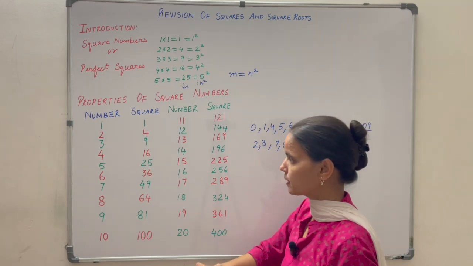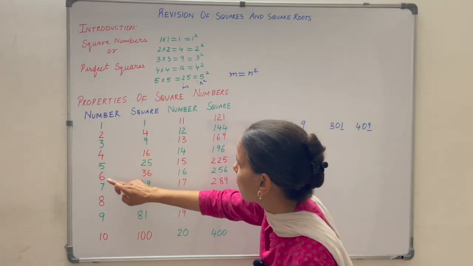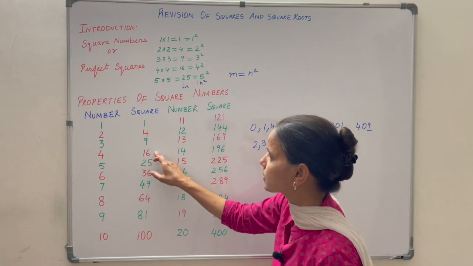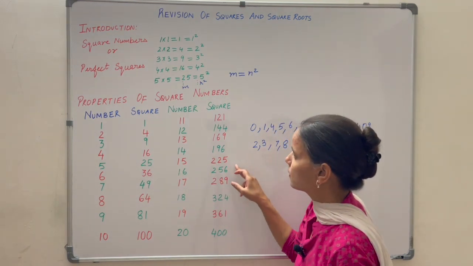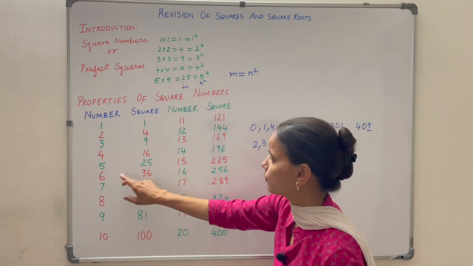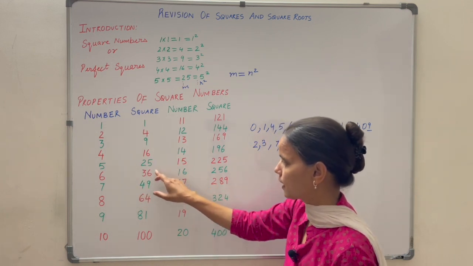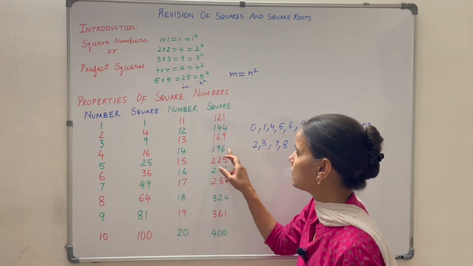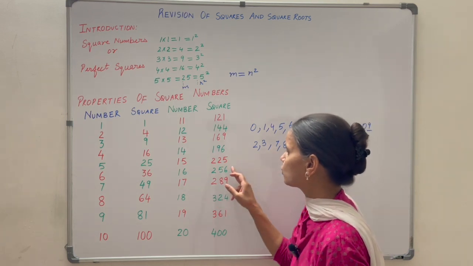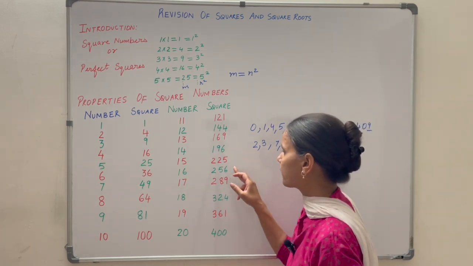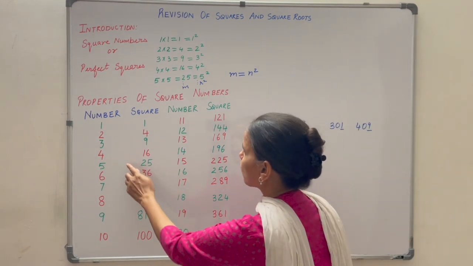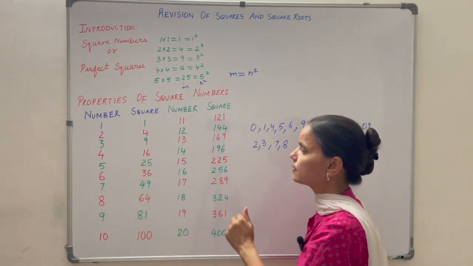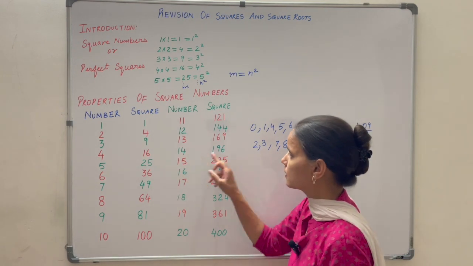If the number ends with 4 or 6, then the perfect square ends with 6. You can see here, for 4 it is 16, for 6 it is 36. It ends with 6. 14 square is 196, 16 square is 256. So the square numbers end with 6. So if the number has 4 or 6 in the units place, then the square number ends with 6.